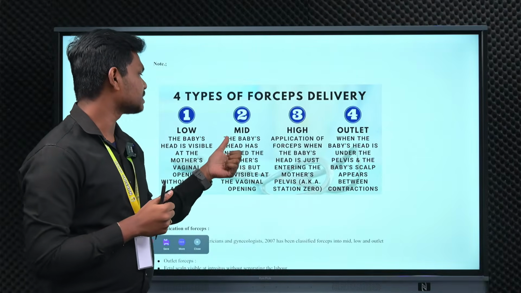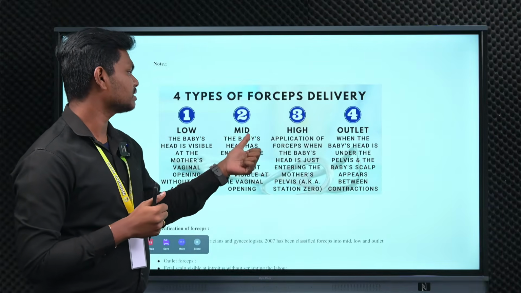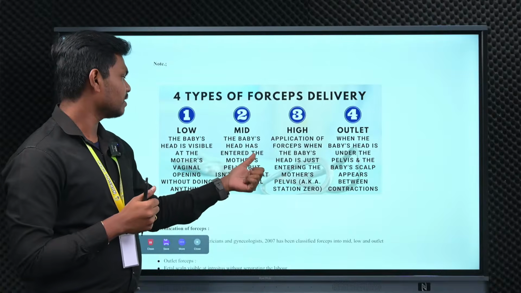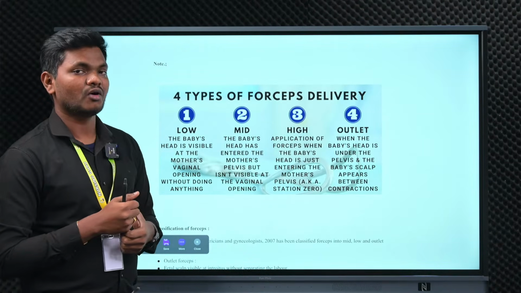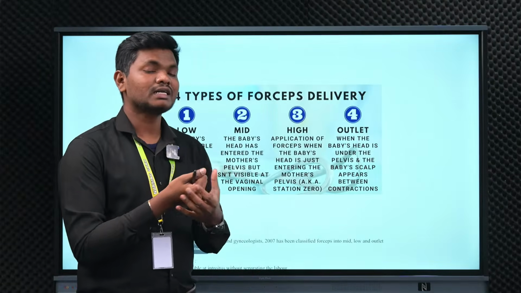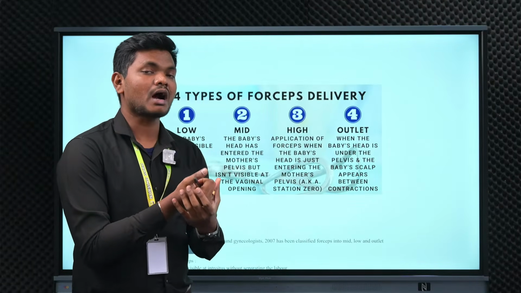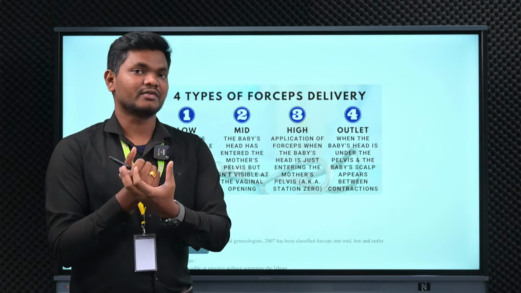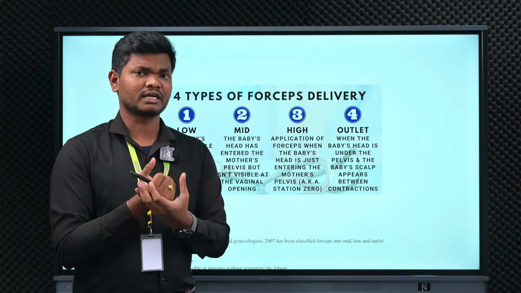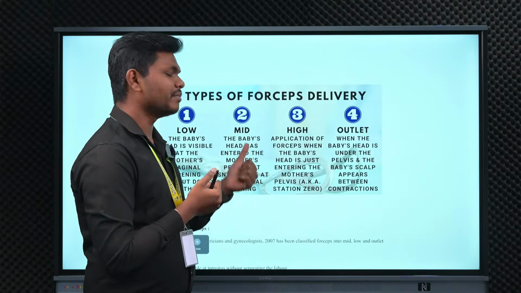And mid forceps means the baby's head has engaged in the mother's pelvis but is not visible at the vaginal opening. Mid means not at the vaginal opening, it may be above the vaginal opening. It is still not visible on the outside. At that time we can use mid forceps.